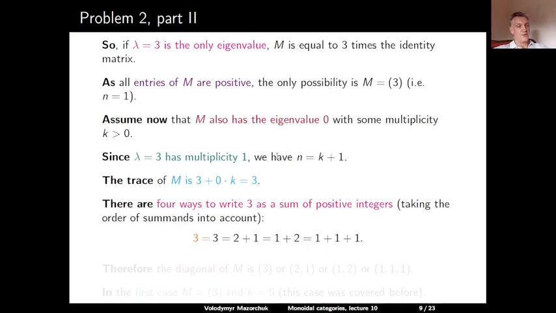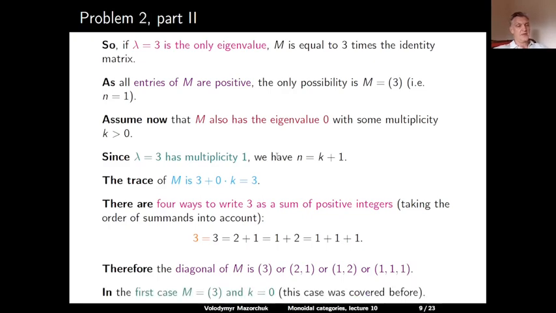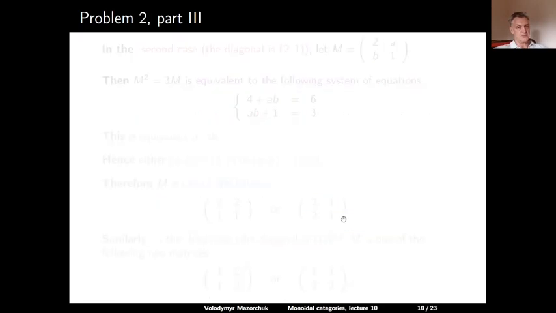And there are only 4 ways to write 3 as a sum of positive integers. So we can write 3 as 3, or as 2 plus 1, or as 1 plus 2, or as 1 plus 1 plus 1. Which means that the diagonal of M is either (3), or (2, 1), or (1, 2), or (1, 1, 1). In the first case, if the diagonal is 3, we get the situation which we already discussed. This is a situation where k is equal to 0, which is excluded by our assumption. This case we already discussed before.